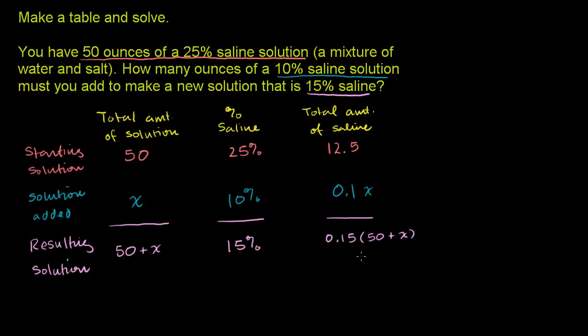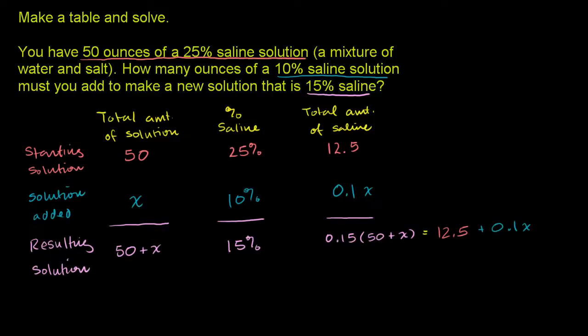The other way to get the total amount of saline is to add these two numbers. The 50-ounce solution had 12.5 ounces of saline. We added 0.1x ounces of saline. So if we add these two numbers, it should also be equal to the total amount of saline. So this has to be equal to 12.5 plus 0.1x. And just like that, because 15% of this has to be the same thing as the sum of this, we have one equation and one unknown, and we can solve for x, which is what we need to solve for. How much solution do we need to add?